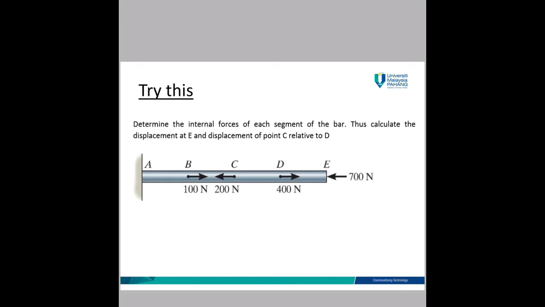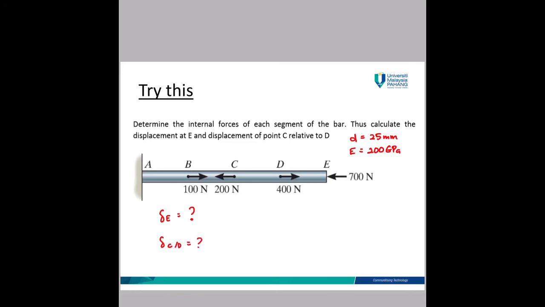Okay, for this question, read the question. Determine the internal forces of each segment of the bar. Then, calculate the displacement at E and the displacement of point C relative to D. Here the missing information: the diameter of this bar is equal to 25 mm and E is equal to 200 gigapascal. The question asks you to calculate the displacement of E and also the displacement of point C relative to D.